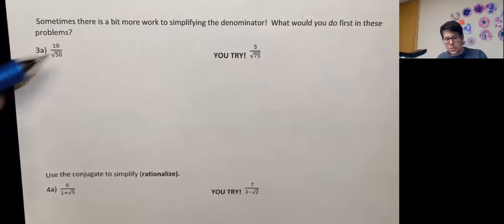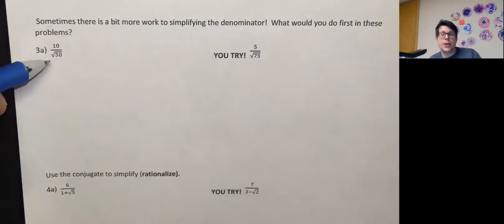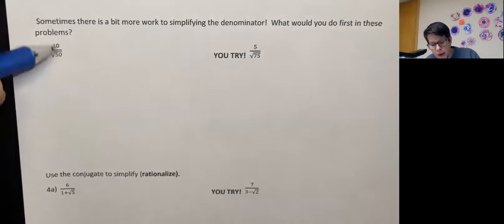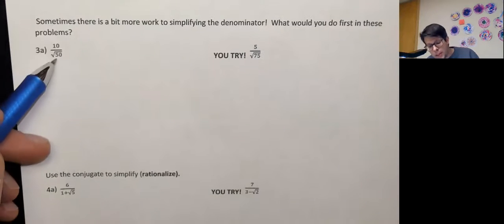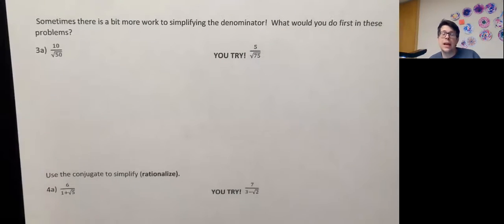Some people are going to look at this and they're going to notice the radical right away, and they're going to say, I need to rationalize this. I need to move that radical up into the numerator, and they're going to attack that first. Other people are going to notice that the number is huge, and they're going to say, that number's too big. I need to simplify first. It doesn't really matter which order you do it. You can simplify and then rationalize, or you can rationalize and then simplify. It's really up to you, but you do need to make sure you do both pieces. So make sure that you're doing both.